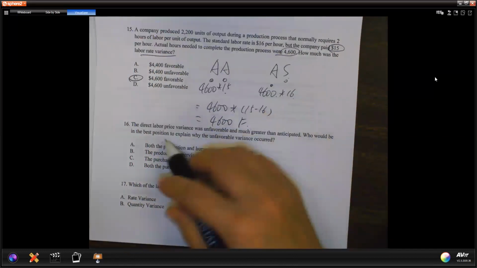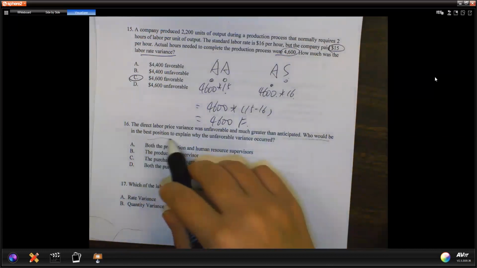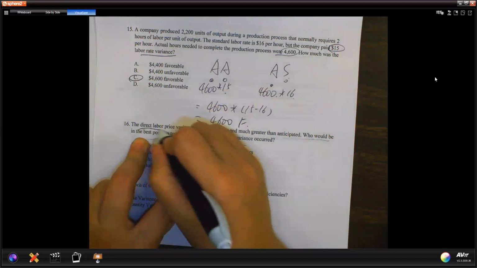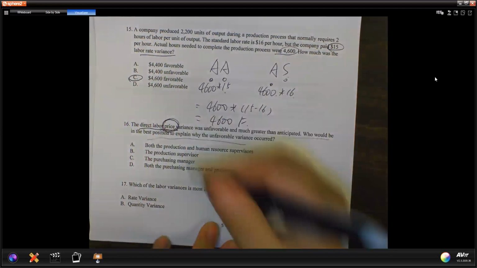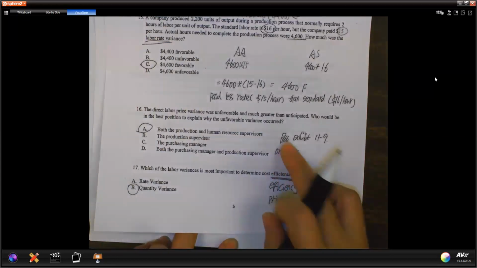And then direct labor price variance unfavorable, much larger. Like, so what should be best position to explain? So the direct labor price, so it will be the human resource and the production. So this is your textbook, as I said, is your textbook there and here. Make sure you read your textbook.